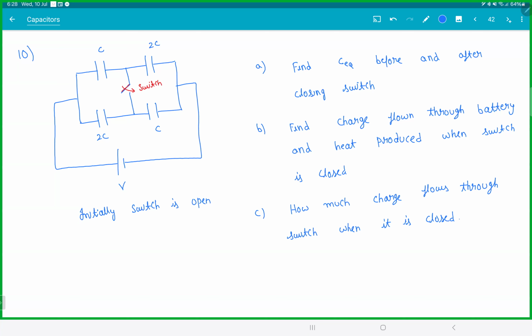C equivalent before is 4C by 3. Okay. The heat came out so nicely. I hope you included the work done by the battery also. You did? Good then. Let's see. Get the third part also. Just give it a try.